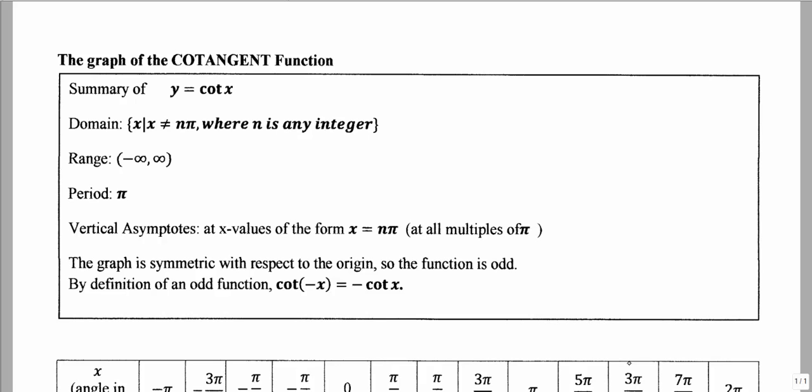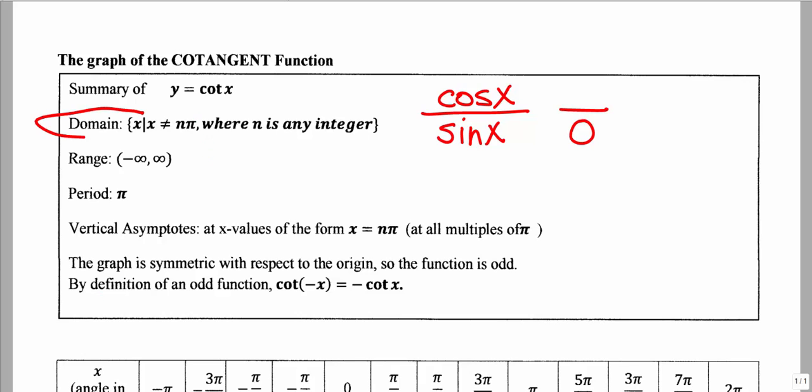Now we will look at the graph of cotangent. And remember, cotangent is defined as cosine of the angle divided by sine of the angle. So if cotangent is cosine divided by sine, everywhere that sine is 0, cotangent will be undefined. Sine is 0 at all multiples of pi.